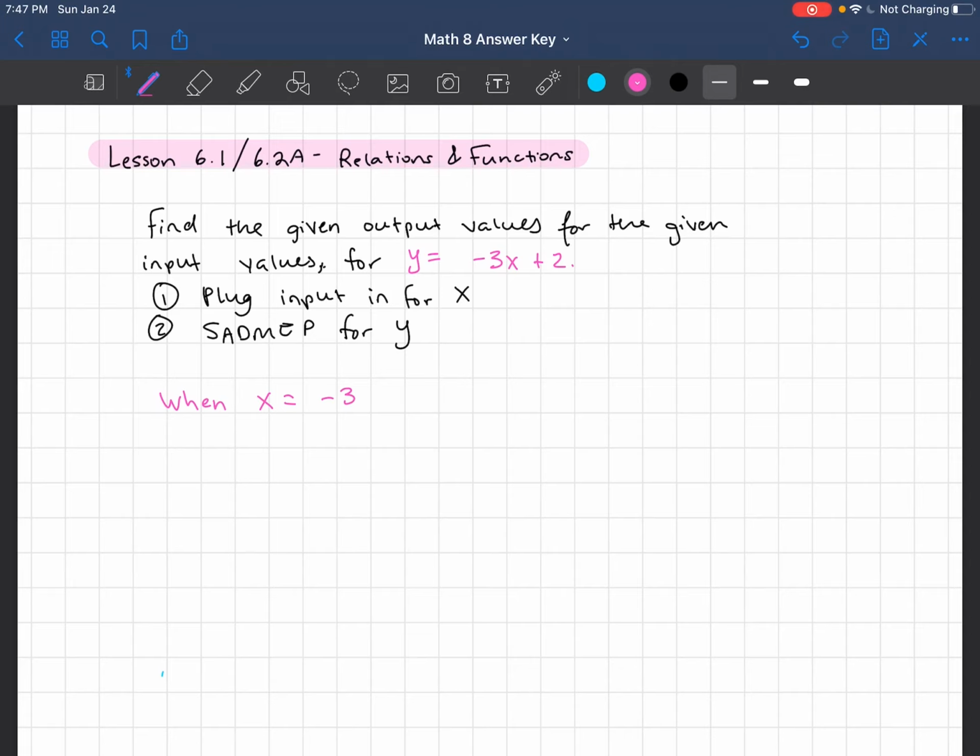So, a problem might ask you to find the given outputs for the given input values. And this example here is going to use the problem y equals negative 3x plus 2. So you should know from our previous lessons, this could be read as a y-intercept, this here could be read as a slope, but we don't need to worry about that right now. We're just worrying about the factory machine of plugging in a number for x and finding y.